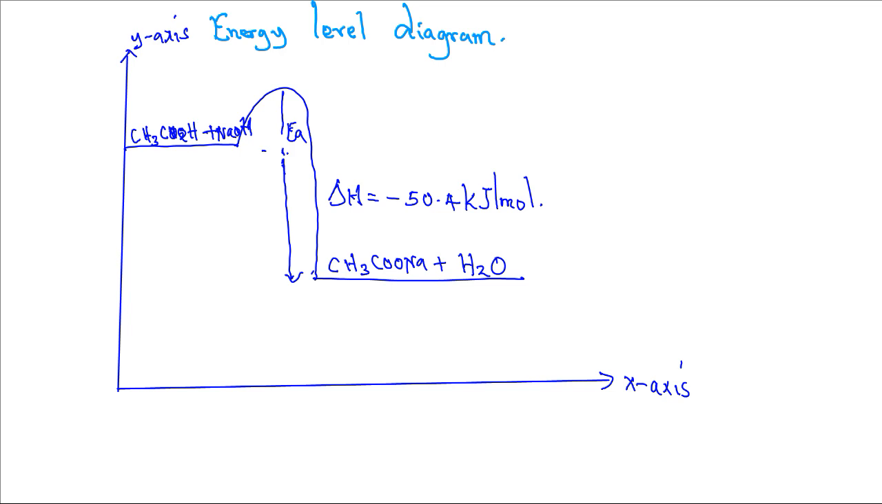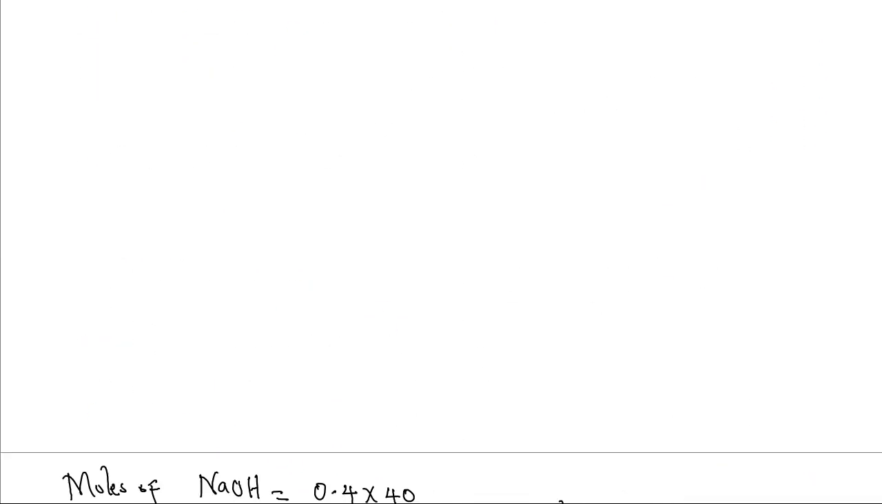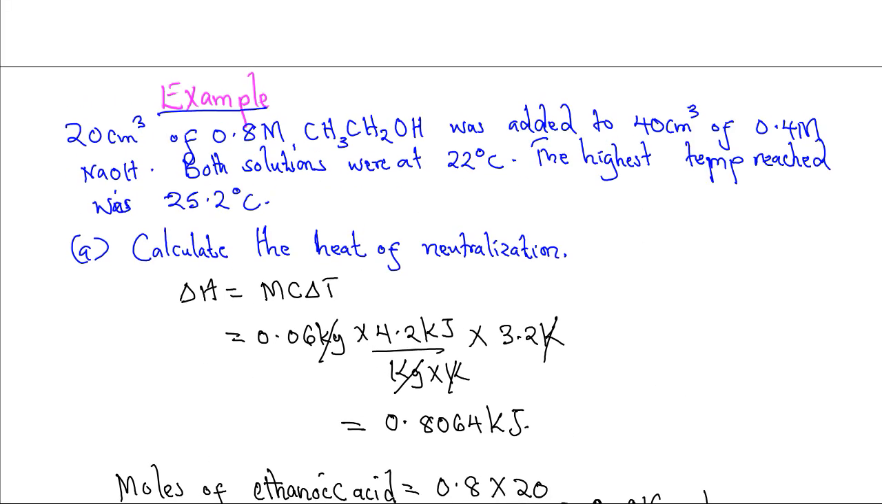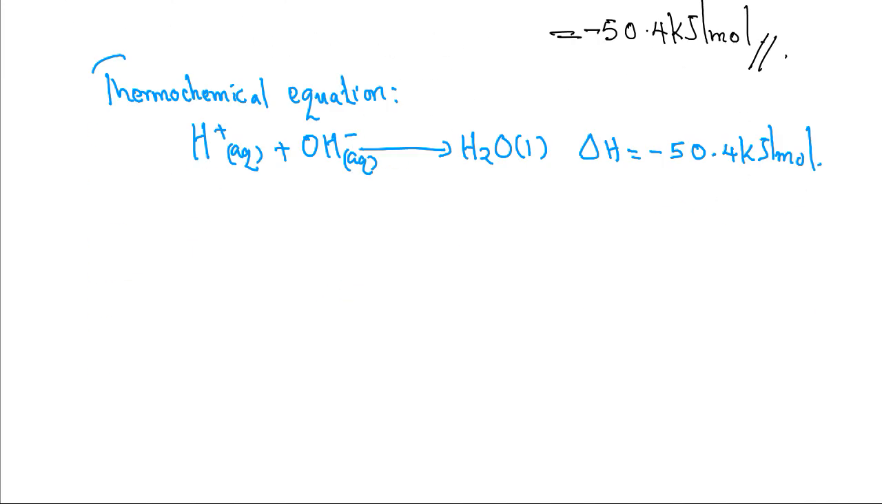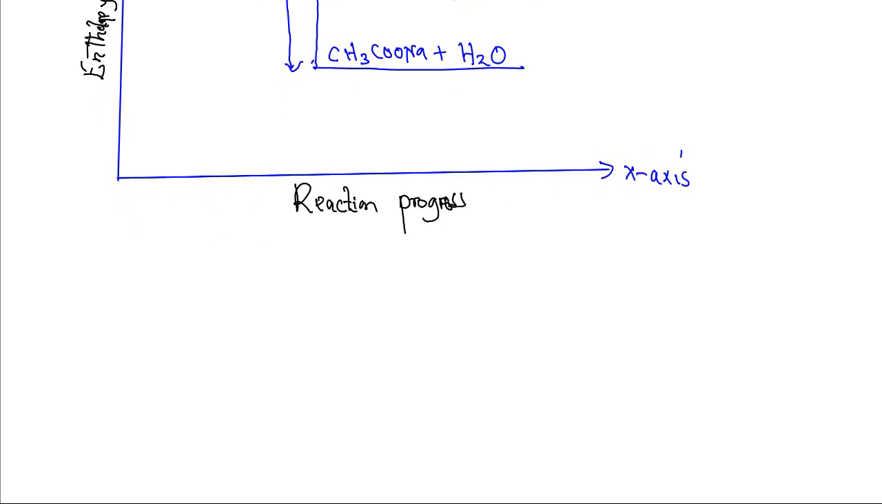Reaction progress. Enthalpy. So we have ethanoic acid reacting with sodium hydroxide. It is not ethanol, that is ethanoic acid. So that is what we have as the illustration in the energy level diagram.